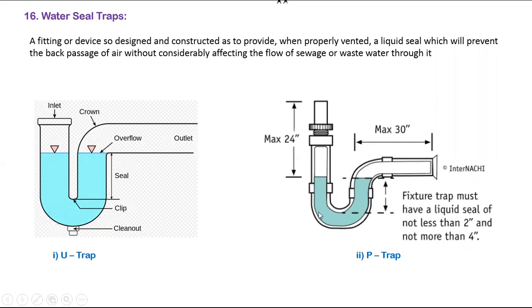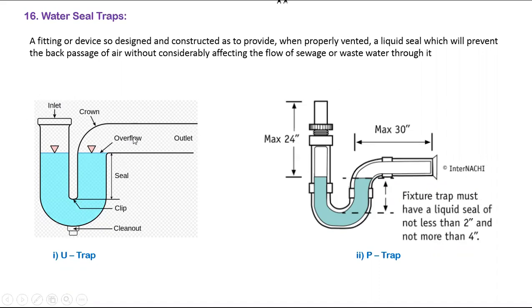Nothing, no water will be there in the filter. So our function is that the water should be stagnant in the filter. Then only will the water arrest the foul gas. If foul gas is coming from the outlet, it will get stopped because of the water. If you remove this water, automatically the foul gas will enter into our system.